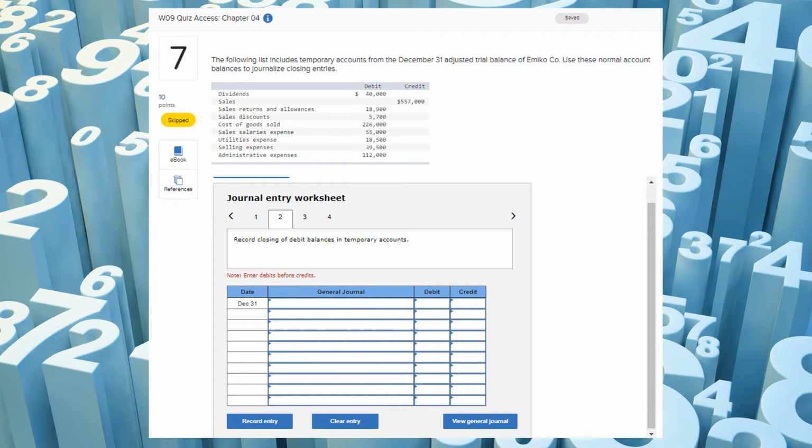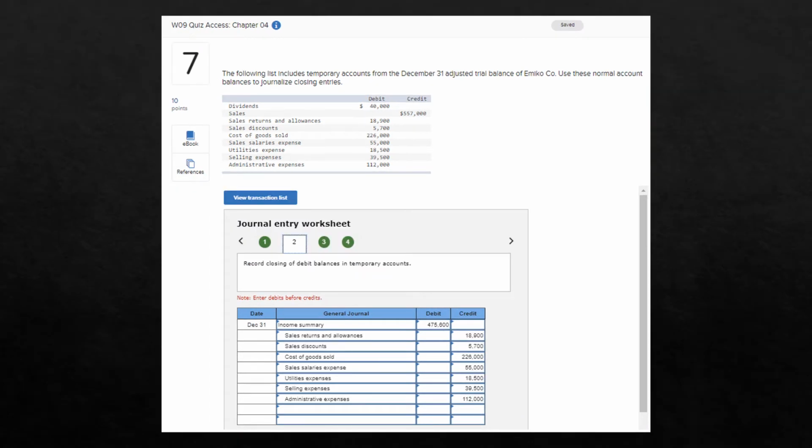Journal entry 2 asks us to record the closing of debit balances in the temporary accounts. Again, look at the entries above the worksheet. We have several debit entries to close. Remember that we close dividends separately, so we list the income summary where we are moving the money to while closing. Then list all of the debit accounts so we can credit them.